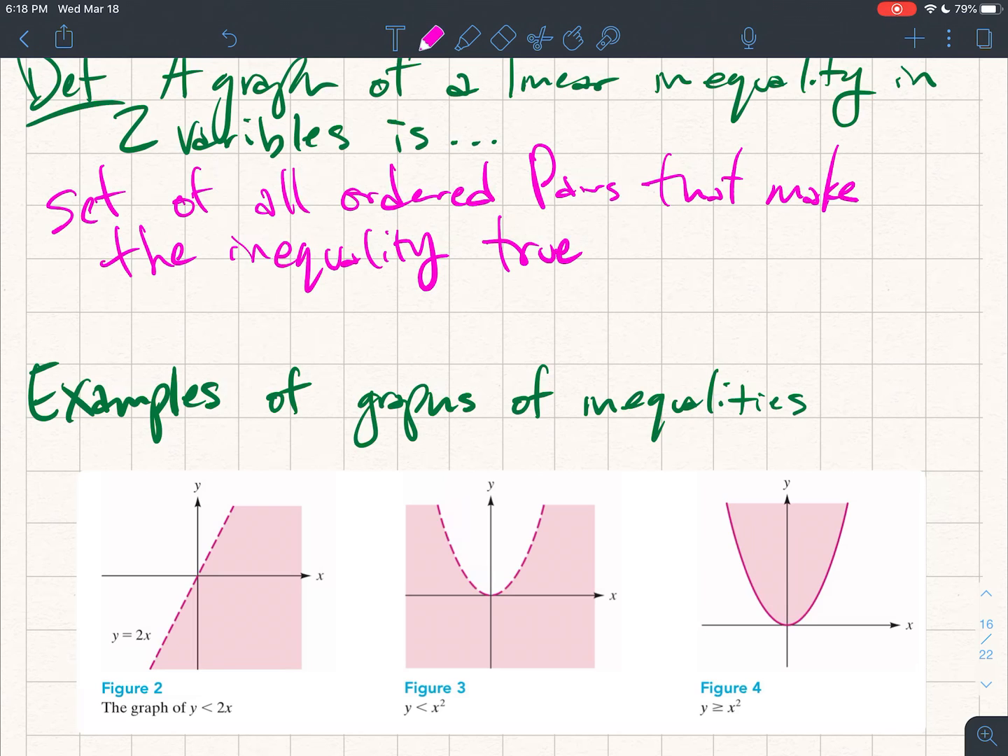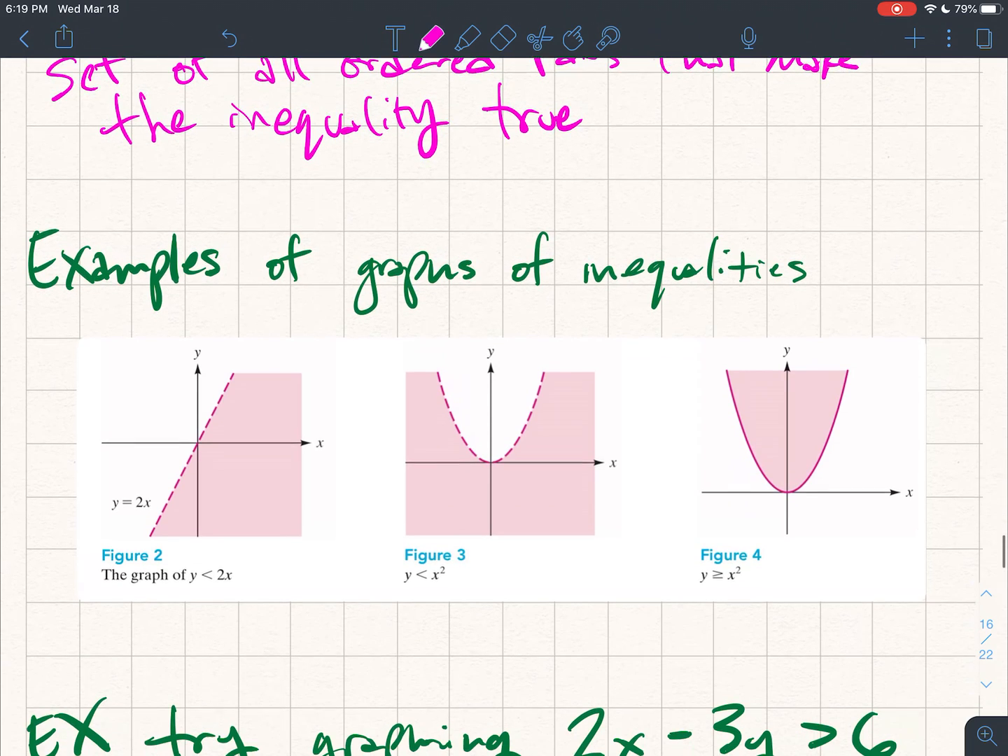Same story over here with figure 3, y less than x squared. The dashed line is the parabola y equals x squared, and then we shade one side of the parabola on which those points satisfy that inequality. In figure 4, the solid line is y equals x squared, and then in this case we're shading the other side of the parabola because those are the points that will satisfy this inequality.